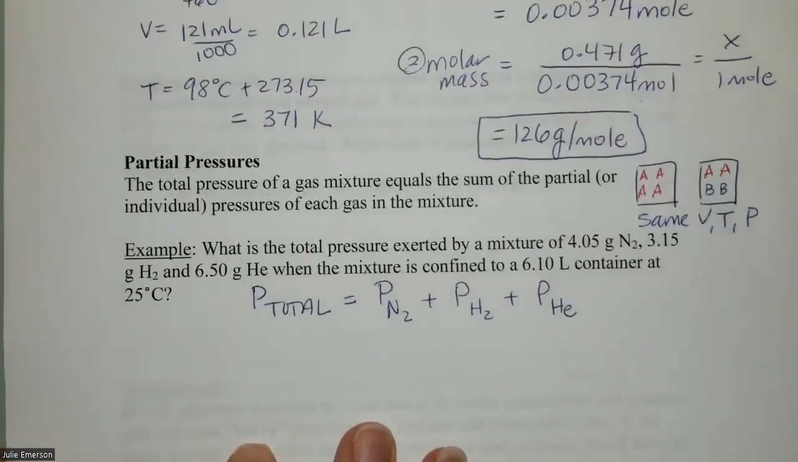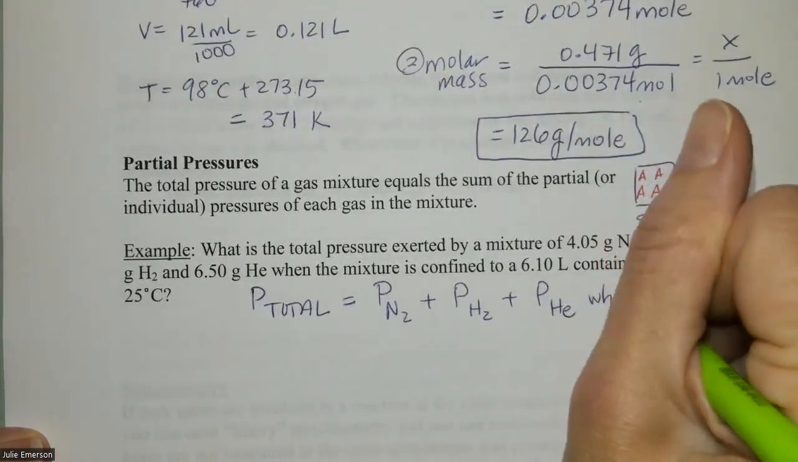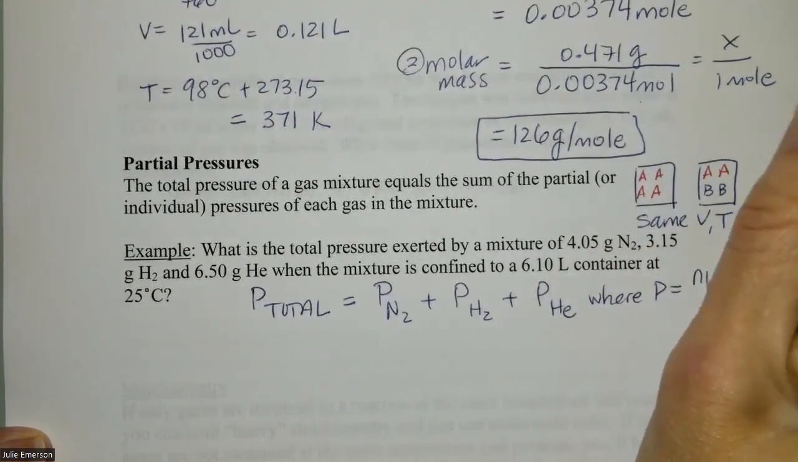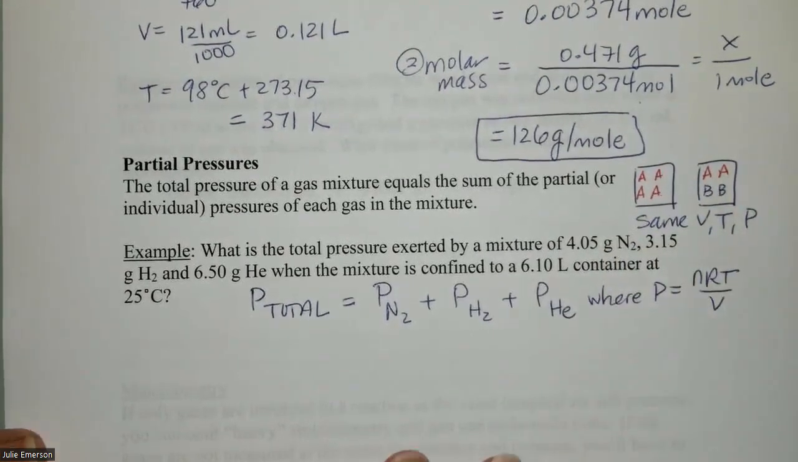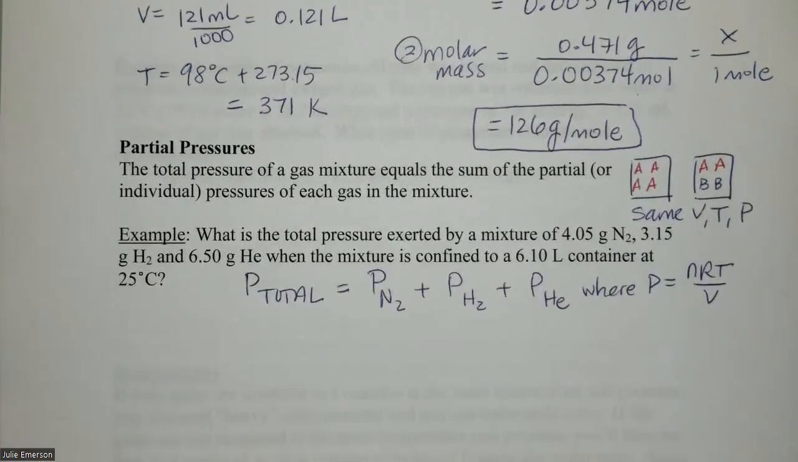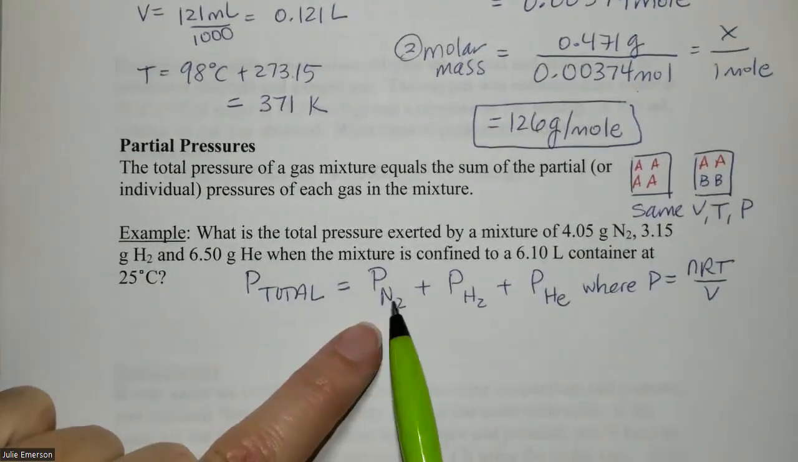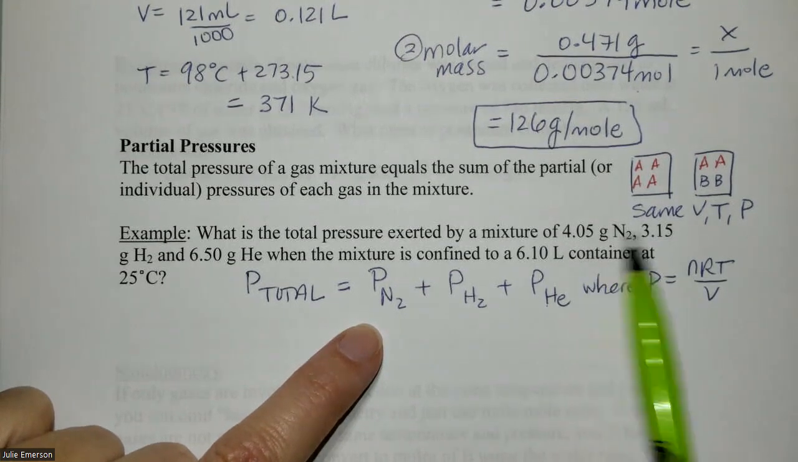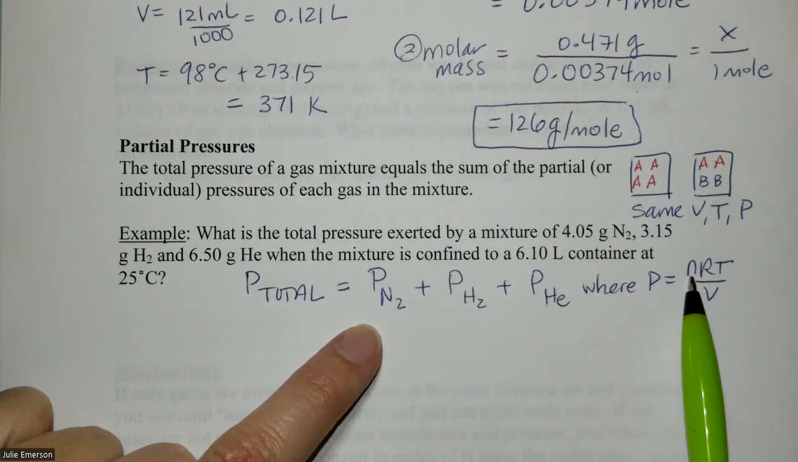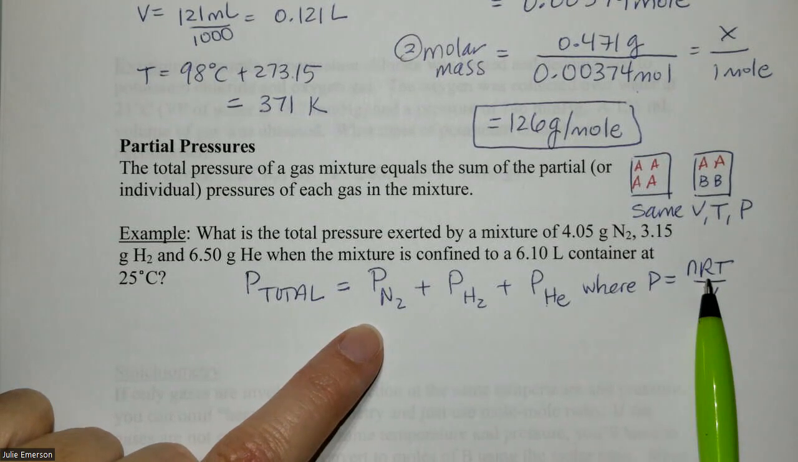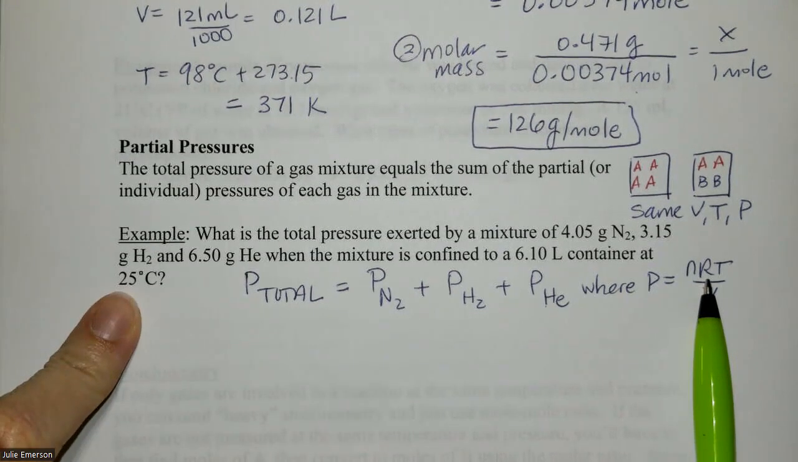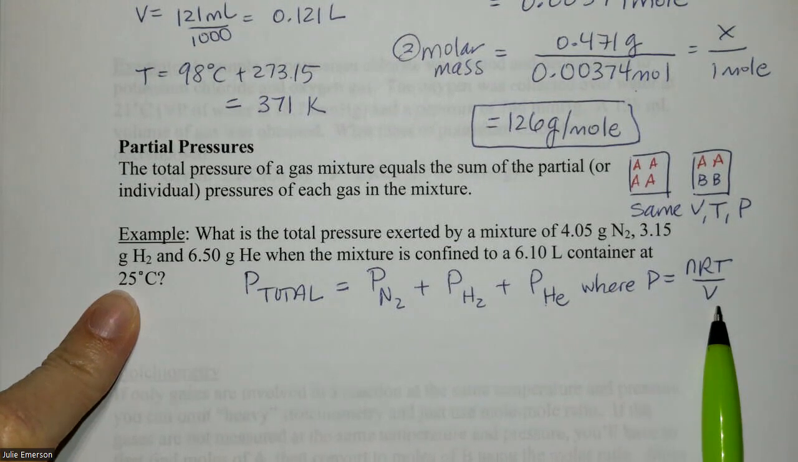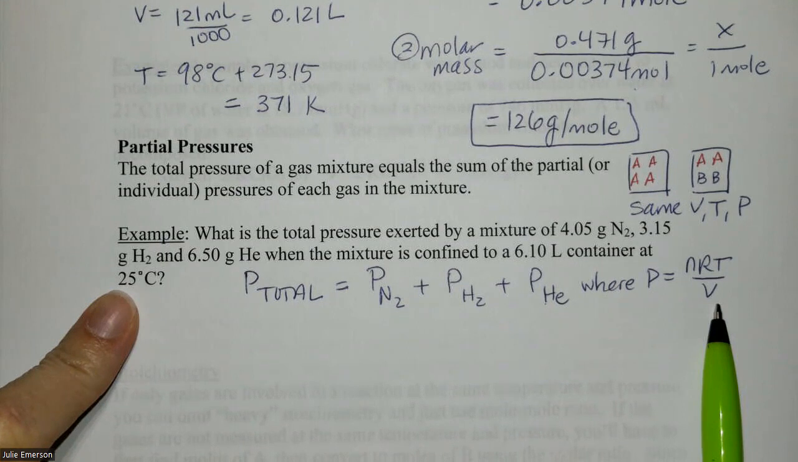All right. Now let's think about what is our formula for pressure. Pressure is nRT over V, if I use PV = nRT and I just divide both sides by volume. So if I think about these 3 different gases, the moles are different, right? Because I have different masses of each, different molar masses. So the moles are different, but R is a constant, 0.08206. Temperature is the same for all 3, 25 degrees Celsius, which of course will convert to Kelvin. And the volume is the same for all 3. They're in a container that's 6.10 liters.